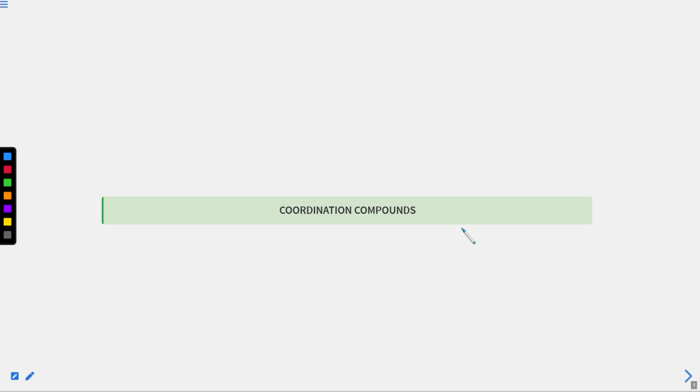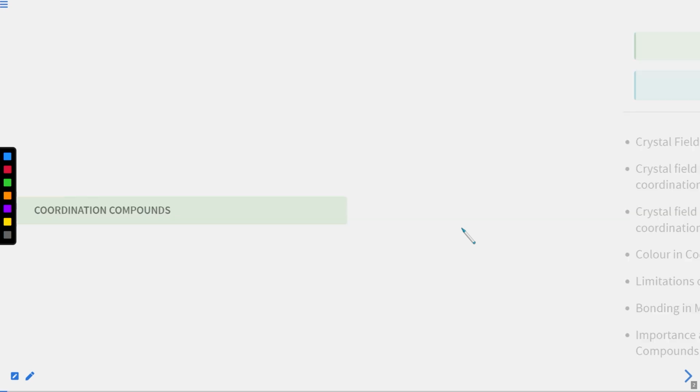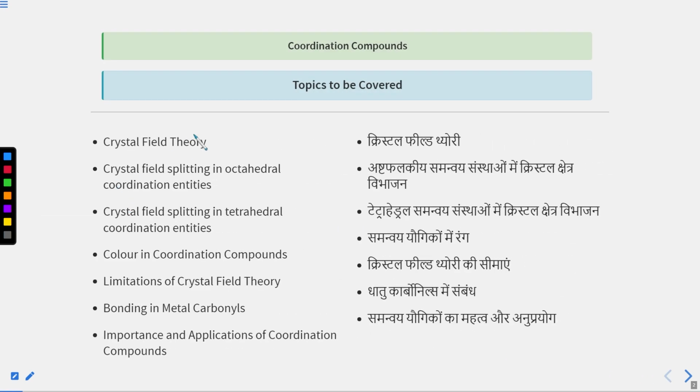We will study about CFT in coordination compound. As I've told you, these are the topics that we will cover: the crystal field theory first of all, and then the crystal field splitting in octahedral complex. There is a kind of splitting that takes place in the d orbital for different types of complexes, octahedral, tetrahedral. Then we'll study about the color. Of course it has some limitations, and then the MOT comes and explains these limitations. Then we'll study about metal carbonyls and about the application of coordination compound. So why are we studying this coordination compound? Let's start our today's class.